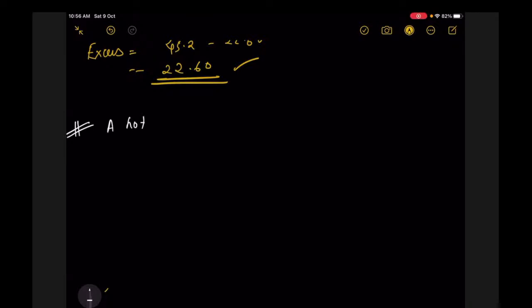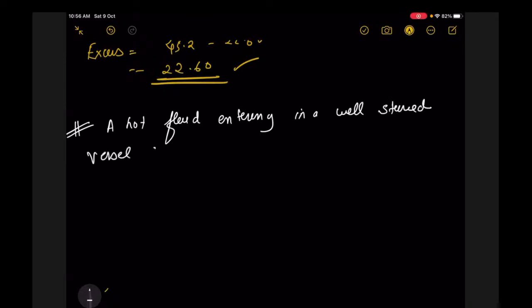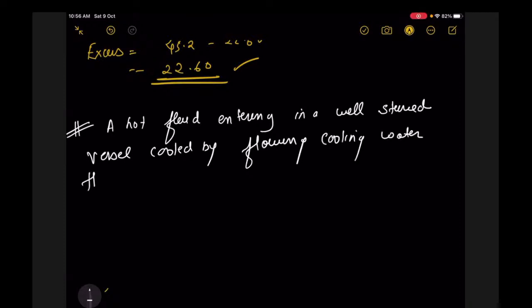A hot fluid entering in a well stirred vessel is cooled by flowing cooling water through the jacket. Assume the jacket is perfectly mixed.